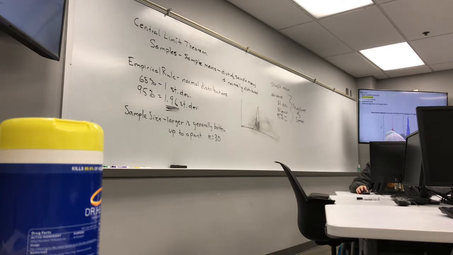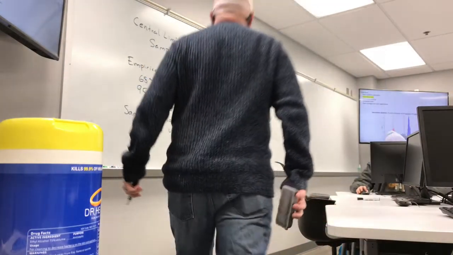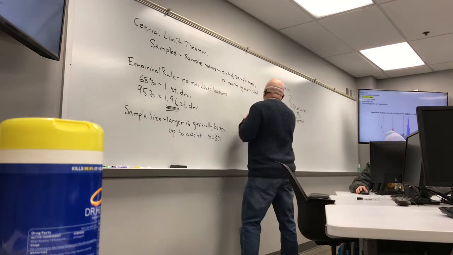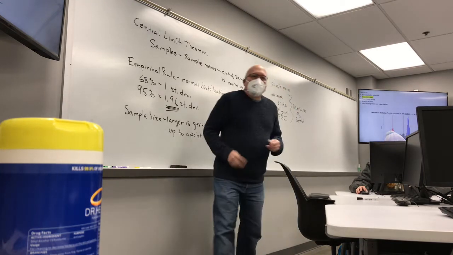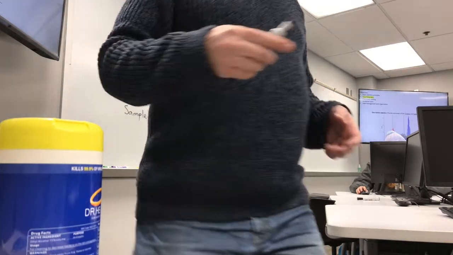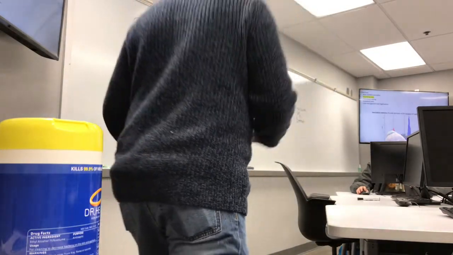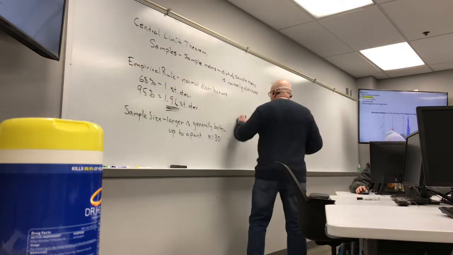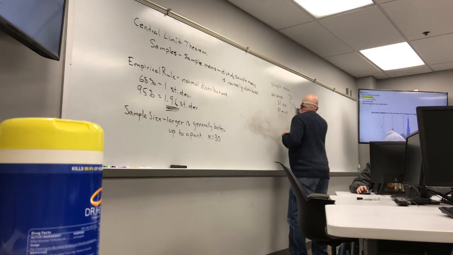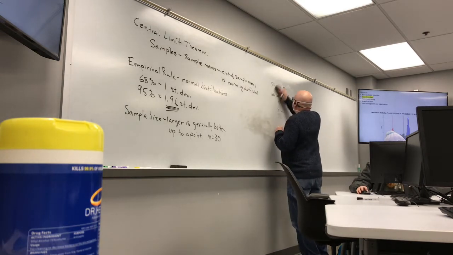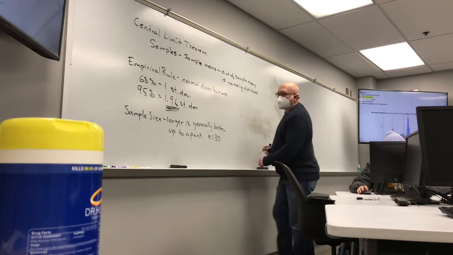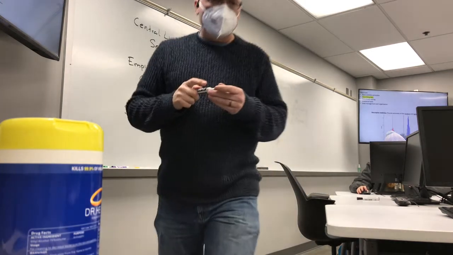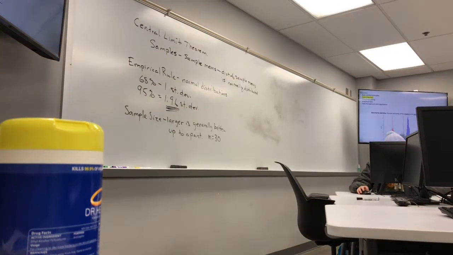Let me try an eraser that might not make the board all smearing. So, how do we do this? Okay, maybe it's not the eraser, maybe it's the board. Let me try a different colored marker.